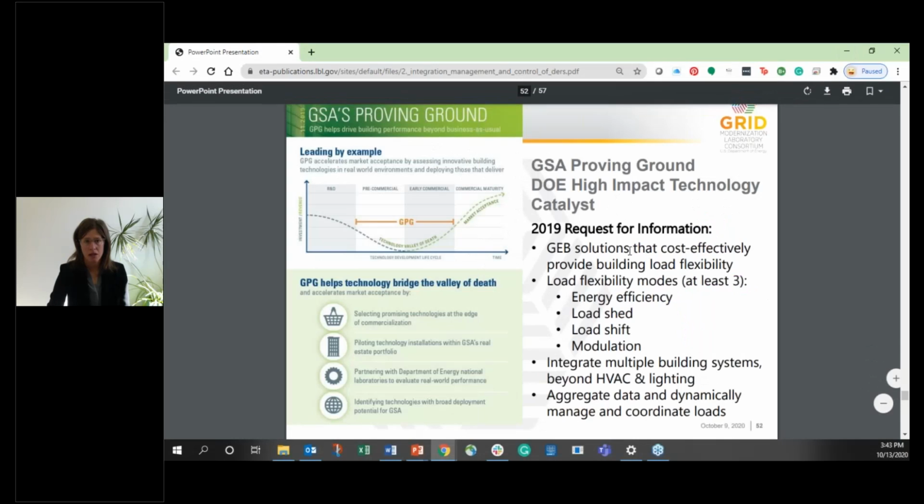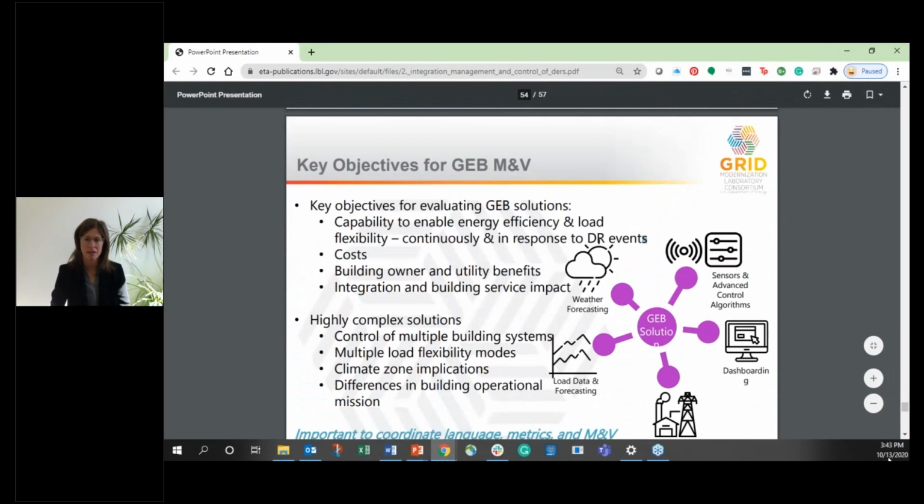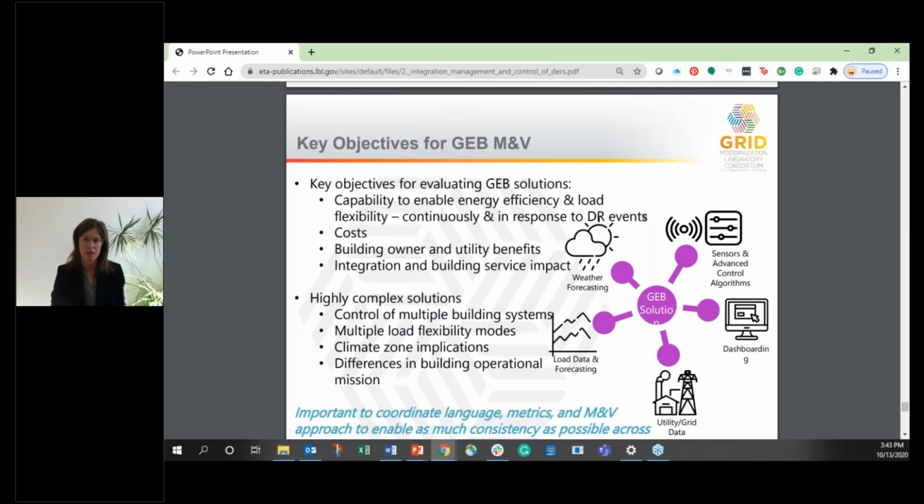And because these are so complex, they're just highly complex solutions, we're really trying to understand what the capability is of these solutions to enable efficiency and load flexibility continuously and in response to DR events. What are the costs of these solutions? Does it meet the building owner needs? Does it provide utility benefits? And is it pretty easy to integrate?